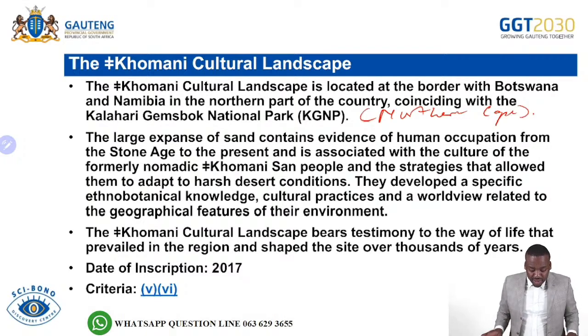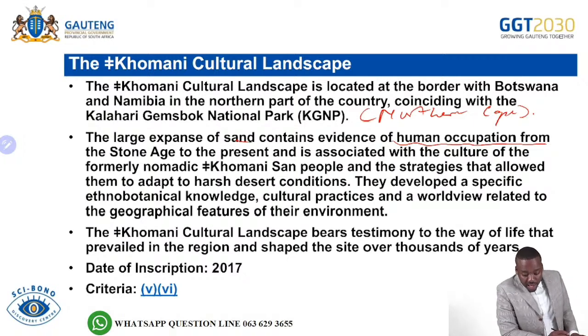Khomani Cultural Landscape. This is a large expanse of sand that contains evidence of human occupation. So obviously it's going to be what? Our cultural one. It is a large expanse of sand containing evidence of human occupation from the Stone Age, which is a very long time ago, to the present, and is associated with the culture of the formerly nomadic Khoisan people and the strategies that allow them to adapt to harsh desert conditions.